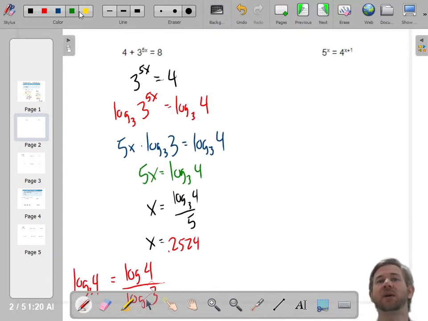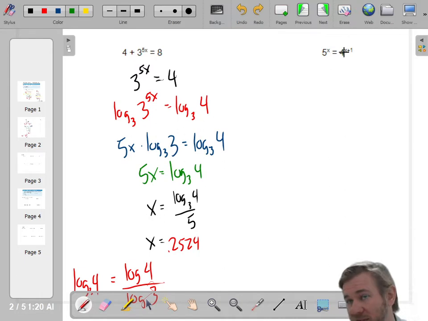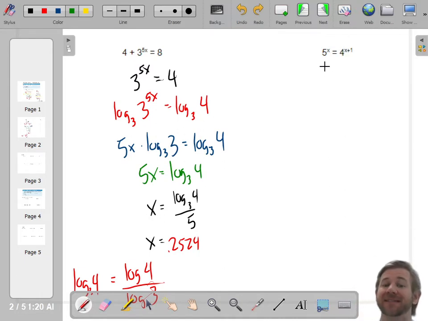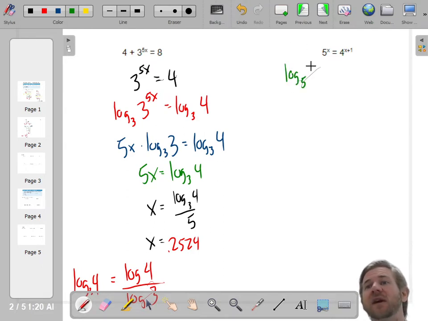Now, the last one, this is the trickiest one because they have two different bases. So it doesn't matter which one you pick. If you want to get rid of this guy or the base 4, I tend to pick the one that looks easier. So I tend to pick base 5. So let me see if I try that. Base 5 log of both sides equals the base 5 log of 4 to the x plus 1.